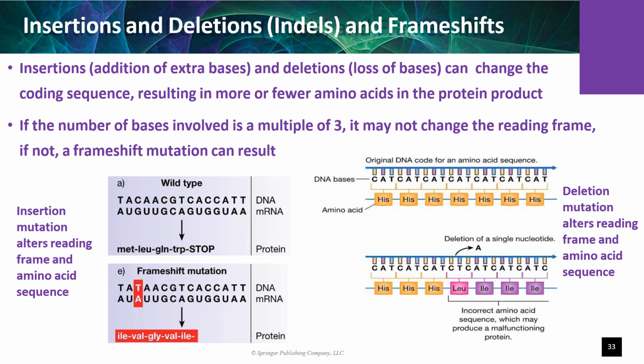Frame shifts are an insertion of a T after position 2. This shifts the reading frame and changes all the amino acids in the peptide. This may have implications in Tay-Sachs disease, Crohn's disease, and some cancers. The deletion or insertion is a loss or an addition of a single nucleotide that changes the triplet sequence. An example of this would be cystic fibrosis.